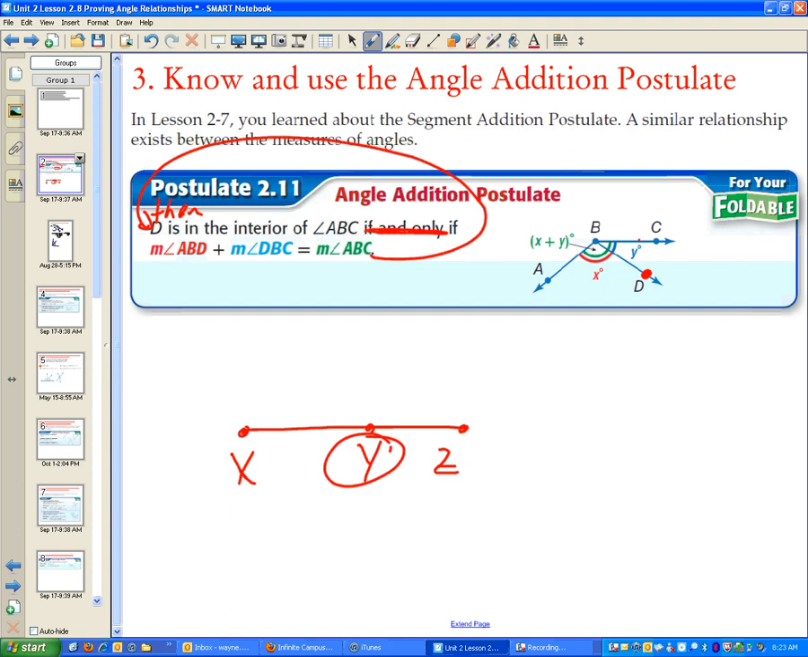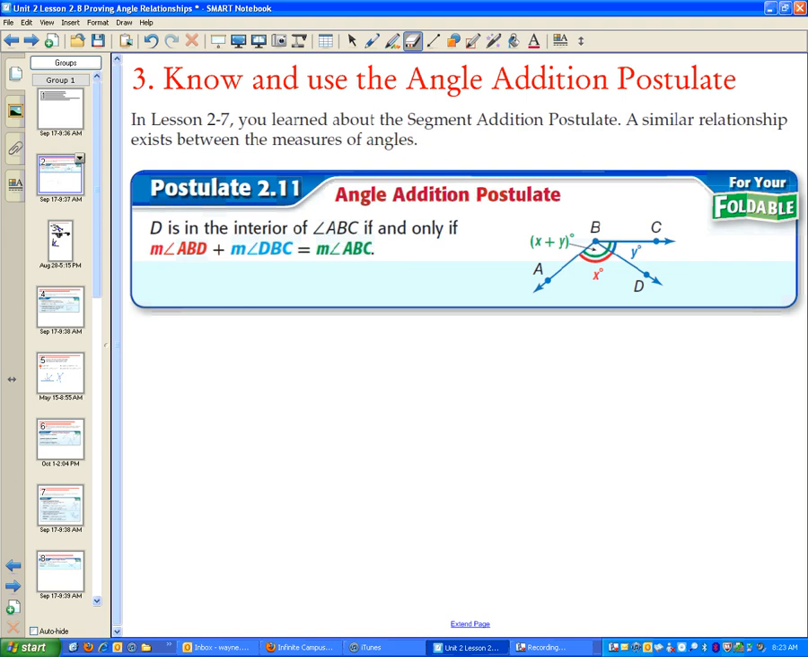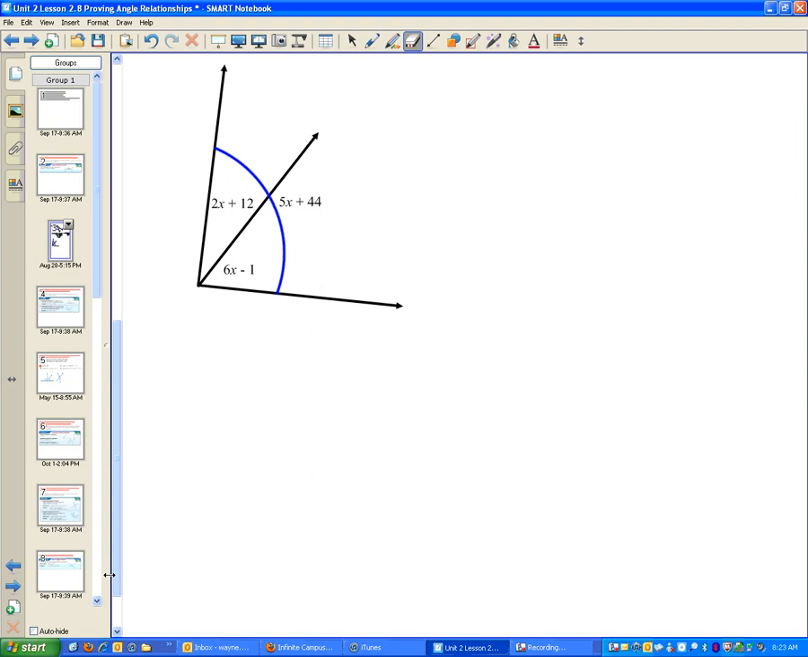All right, if D was on one of the sides, that's no good, right? So that's what's got to happen. Does that make sense? Any questions on the angle addition postulate? All right. Find x.